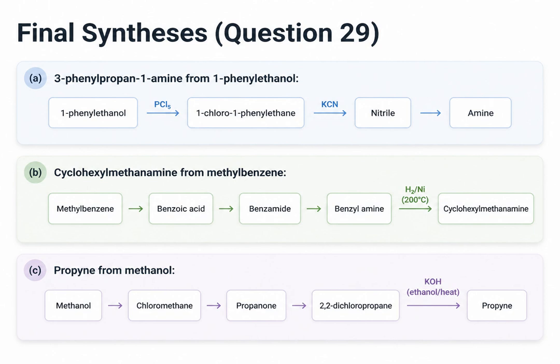To make cyclohexylmethanamine from methylbenzene, we convert the methyl group to an amine, reduce it to benzylamine, and then fully hydrogenate the aromatic ring using a nickel catalyst at 200 degrees. To synthesize propyne from methanol, we build up to propanone, convert the ketone to a geminal dichloride using PCl5, and perform a double elimination using hot alcoholic potassium hydroxide.